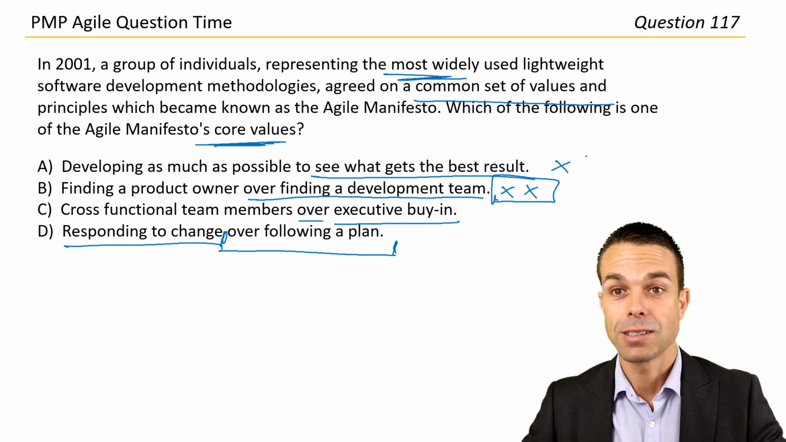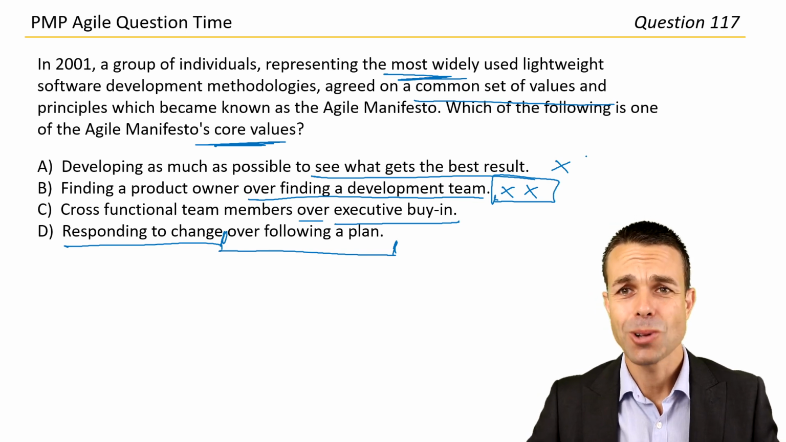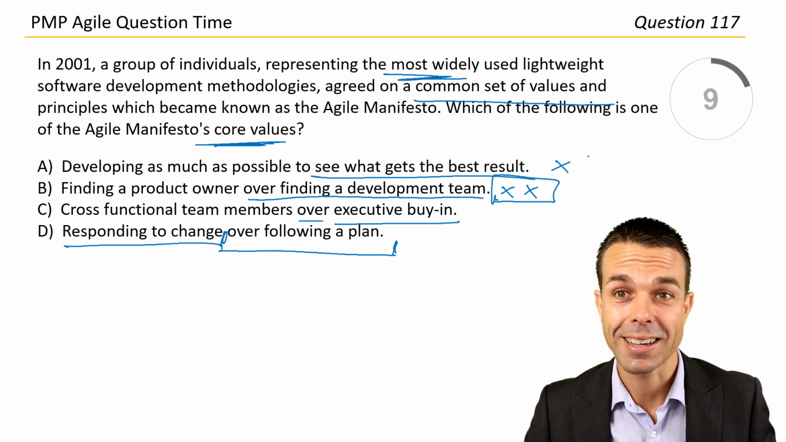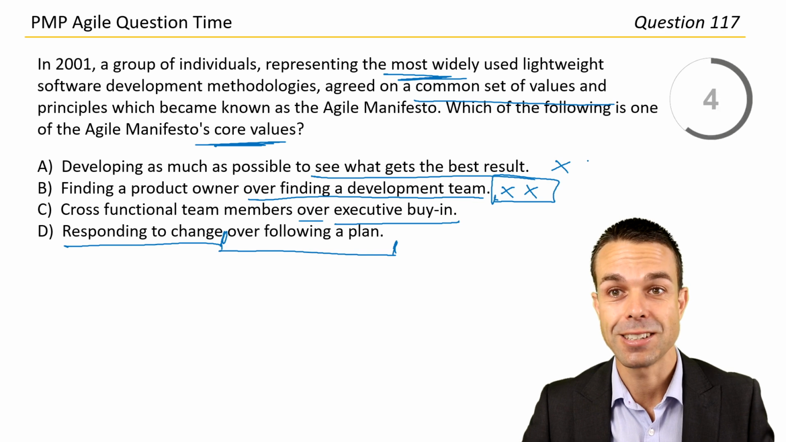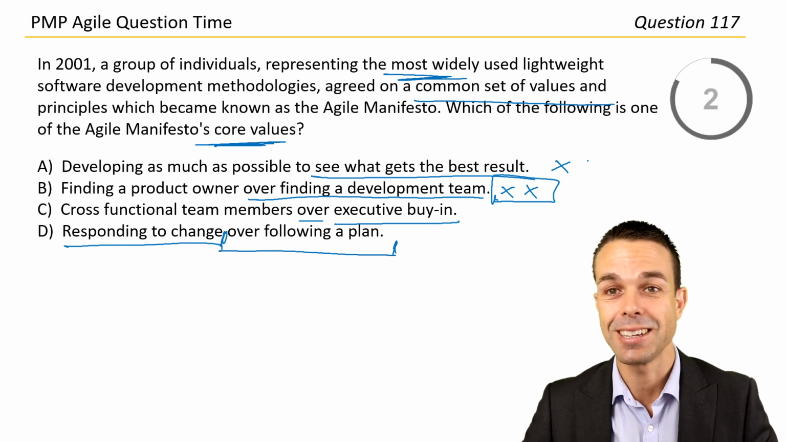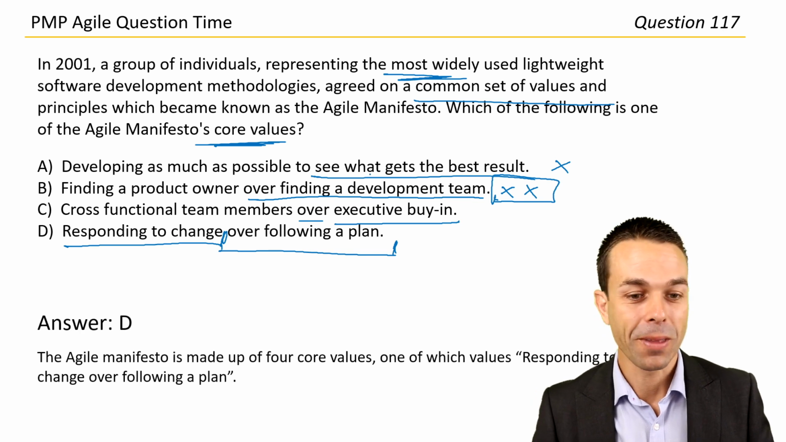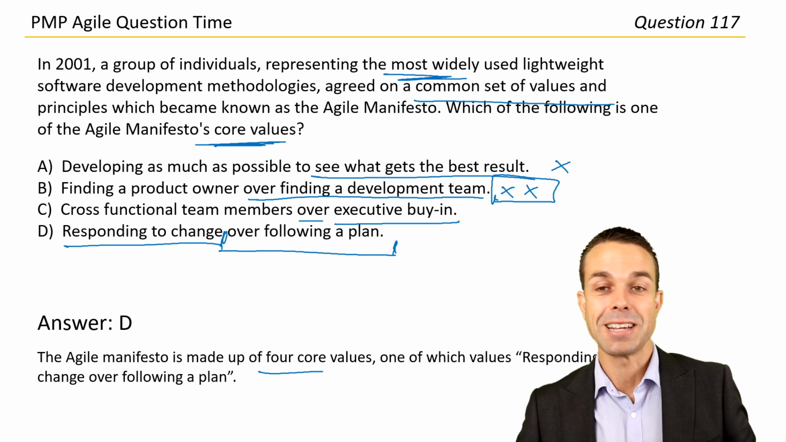For example, the customer gets their hands on the product and then they say, oh, that's not actually what I wanted, or this is not what I thought it was going to be like. And that's just what happens in life. We can't see it until we can actually get our hands on it. We can't see all of the things that might go wrong. So answer D is definitely our one here. The Agile Manifesto is made up of 4 core values, one of which values responding to change over following a plan.